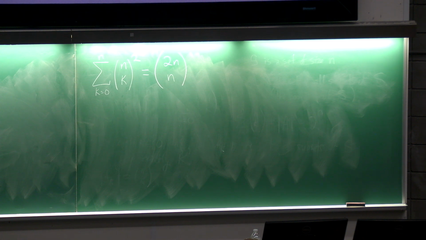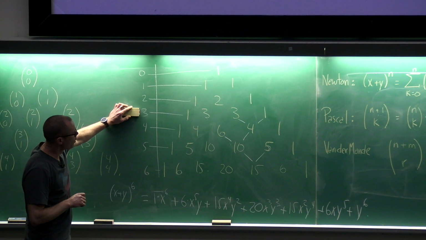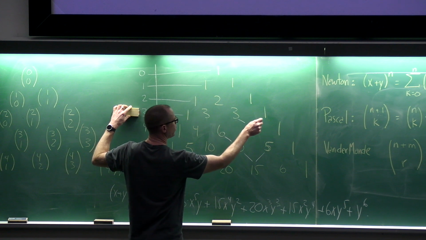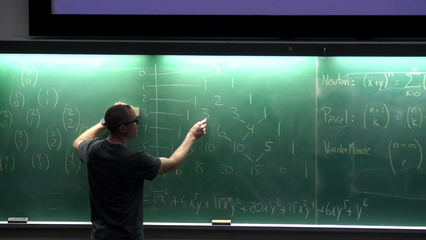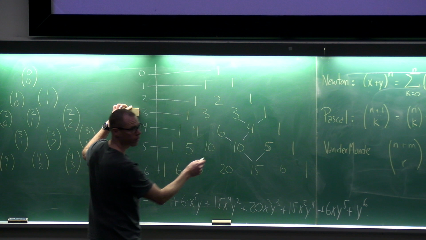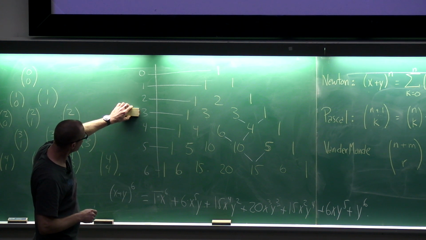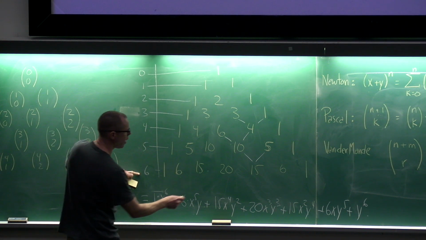What does that look like in this picture? Well, that says that if I take, for example, row 3 here, and I look at 1 squared plus 3 squared plus 3 squared plus 1 squared, so what's that? 1 plus 9 plus 9 plus 1, that's 20. Now, on the right-hand side, if I was at row n, I should go to row 2n, and I should go right in the middle of that row.